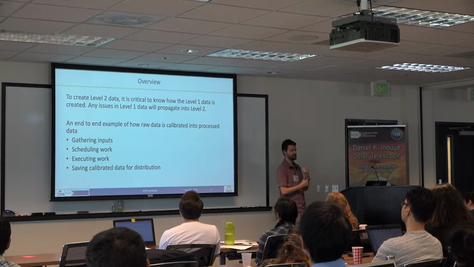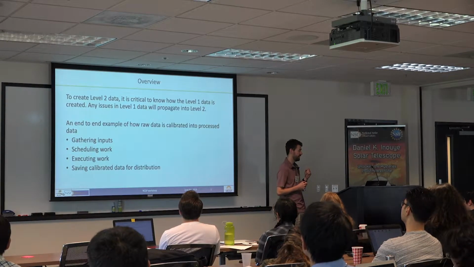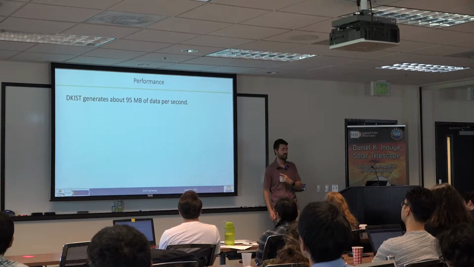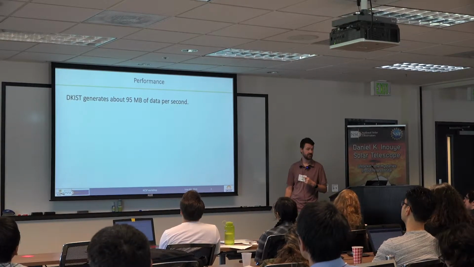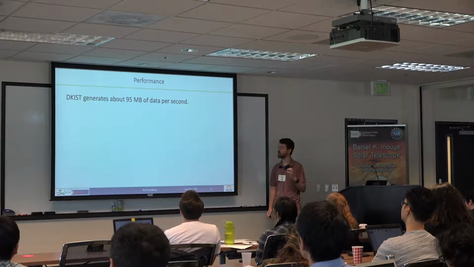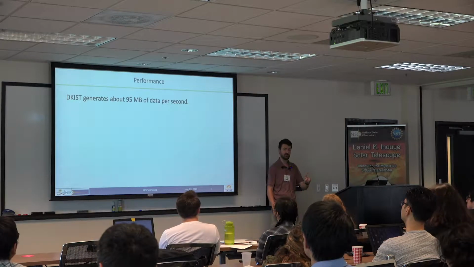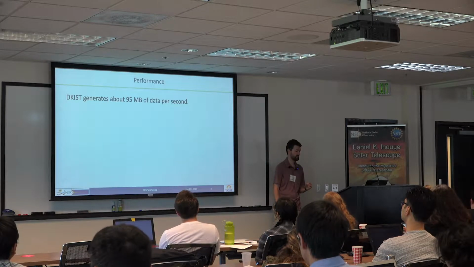And the first thing I want to hit on here, and if you remember one thing from anything I say, it's this. DKIST generates about 95 megabytes of data per second. That's the one thing I want you to remember.